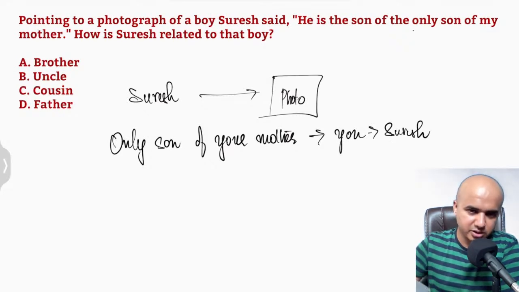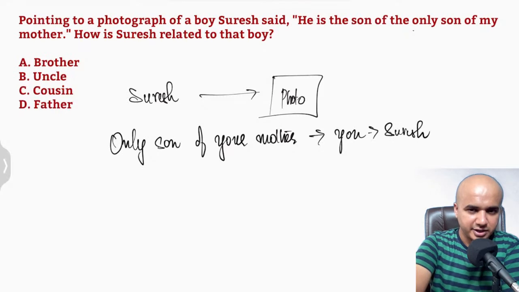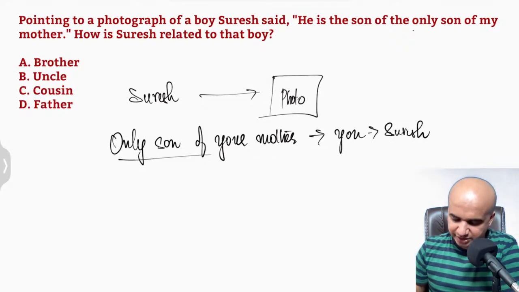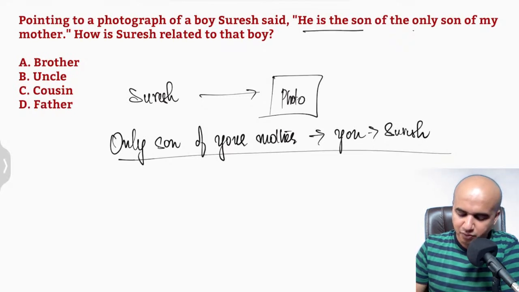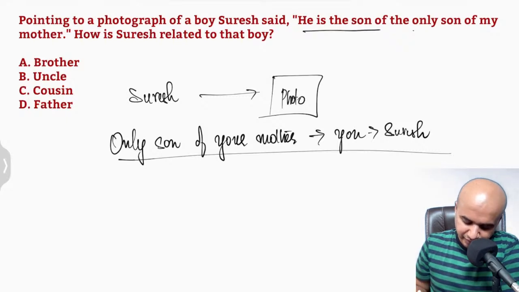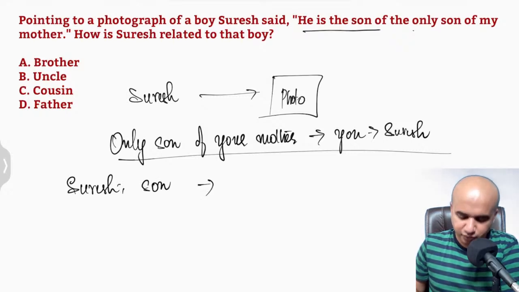Because if his mother has only one son, then it would obviously be himself. So there is no question of anyone else being that son. Now that we have deciphered who is that only son of his mother, the only part which is required to be deciphered is "son of." So the only son of his mother is Suresh, and Suresh's son is the one who is in the photograph.